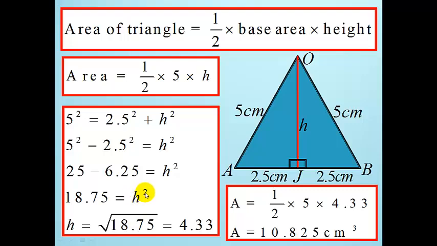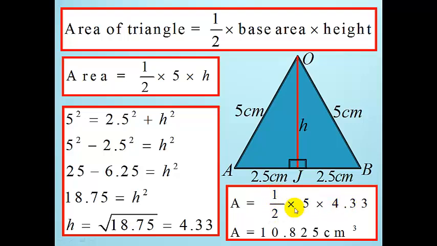Now we are solving for h, so we take the square root of both sides, and so we have h is equal to the square root of 18.75, and the answer is 4.33. Now the height has been calculated to be 4.33. That means that we can now find the area, because area of the triangle is half the base times the height. Area of the triangle is half times the base times the height.